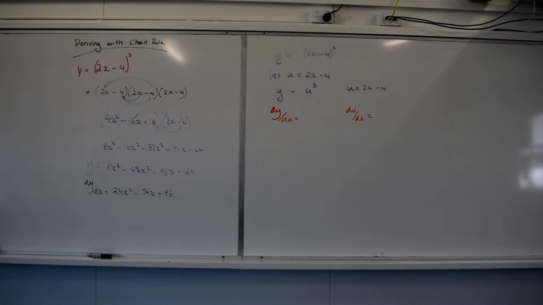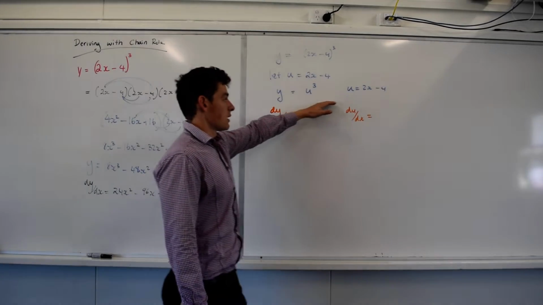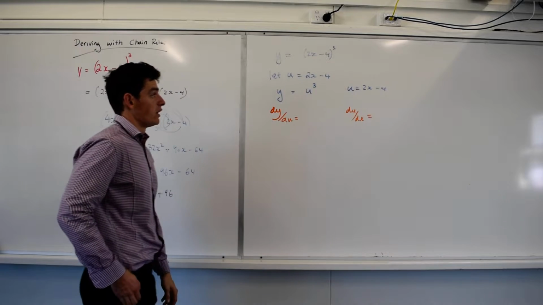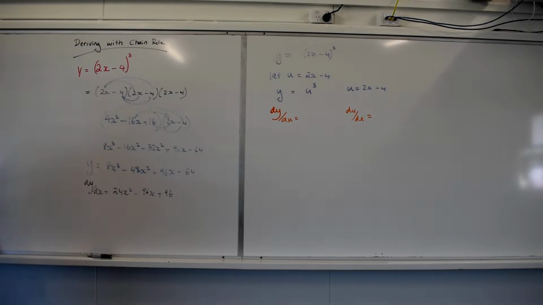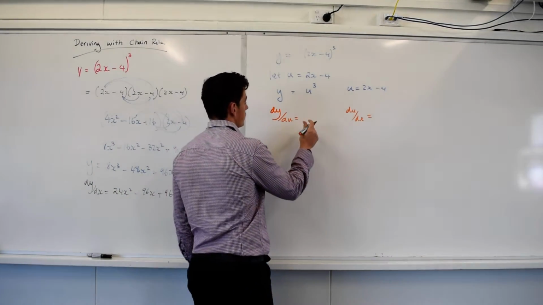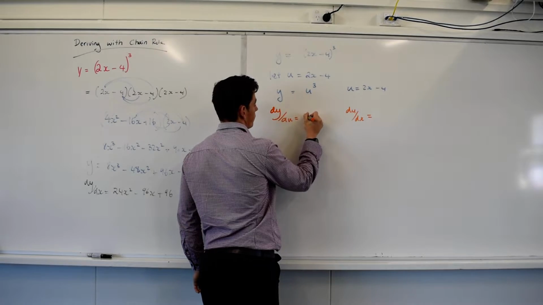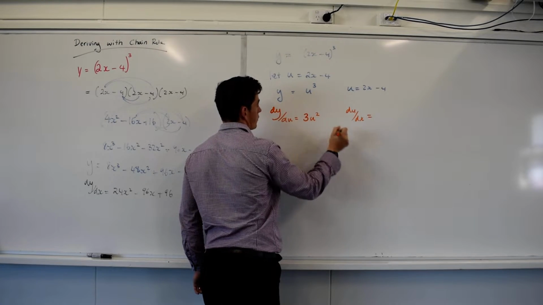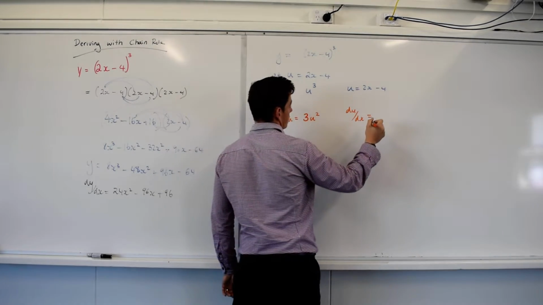Alright, so we've established that we can go about it like this, and that's really long and cumbersome and doesn't work. Or we can use this substitution method where we substitute u in, where u represents a function inside our function. We derive u, and what do we get? dy/du equals 3u squared, and du/dx equals 2.